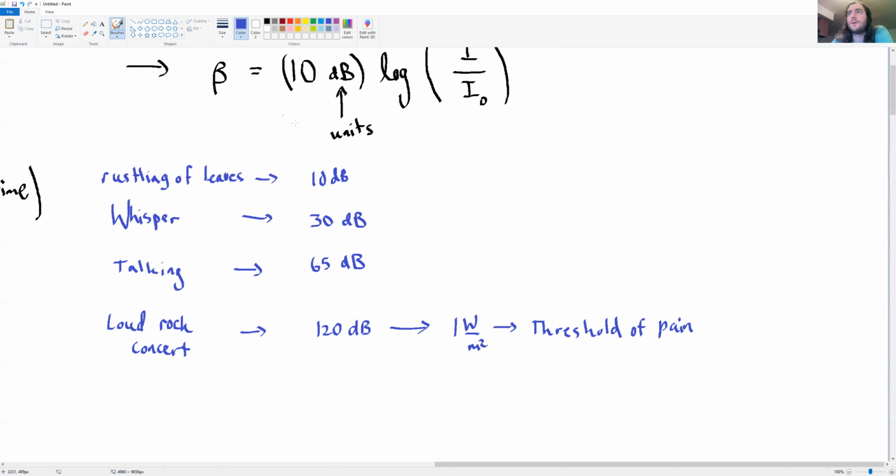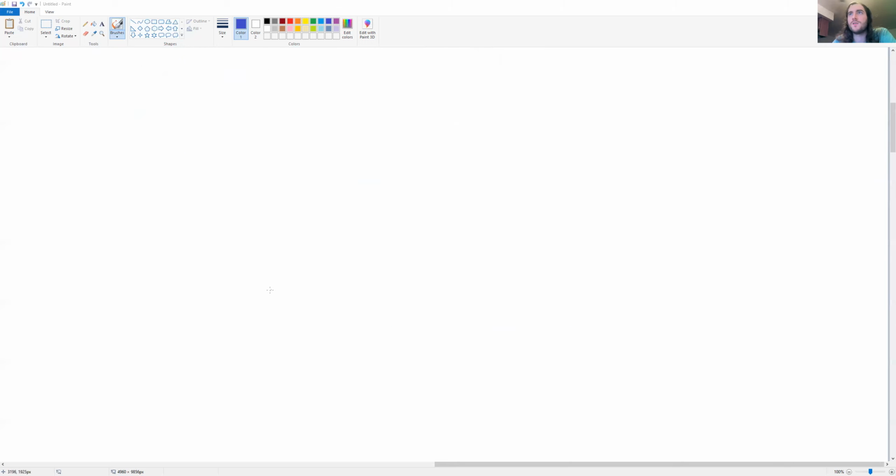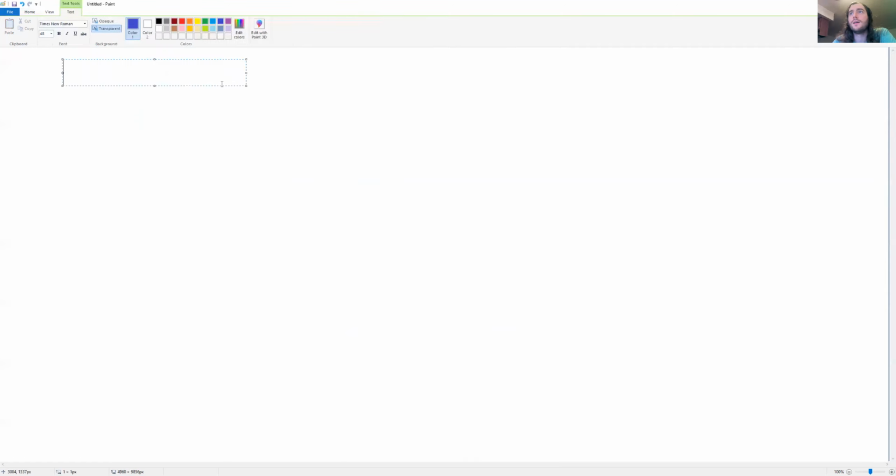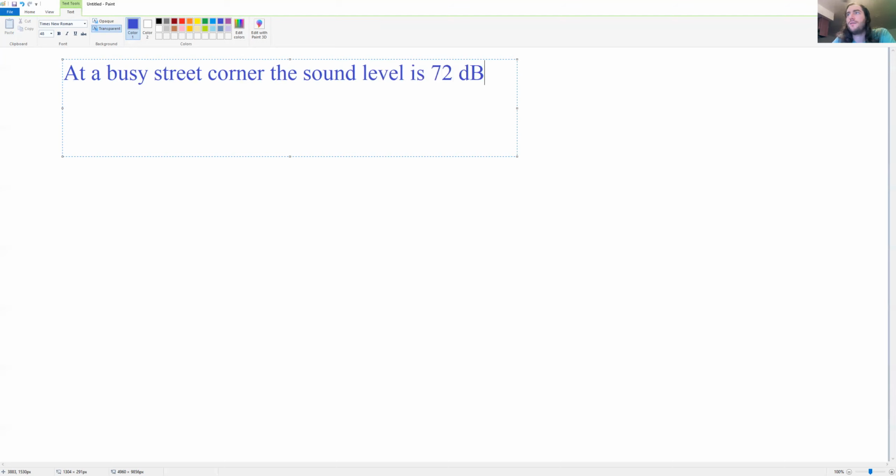And we'll talk about this idea of sound level and sound intensity. Okay, so let's go ahead and pull this example here. Let me go ahead and type this one because then we don't have to worry about zooming in, and it's not that long of a question here. And maybe actually I'll change the numbers on it a little bit. So at a busy street corner, the sound level is, let's change it a little bit, 72 decibels. What is the intensity of sound there?